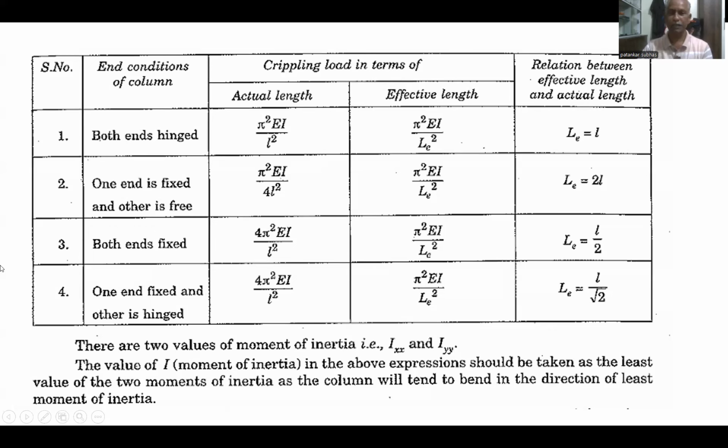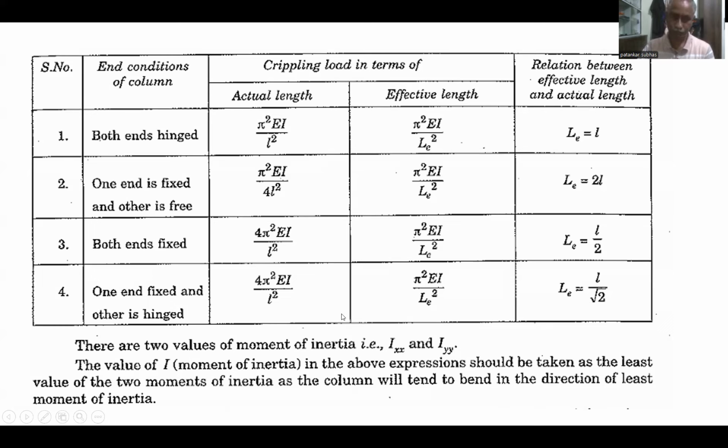So here, as we have already discussed, there are four cases: both ends hinged, one end fixed and other free, both ends fixed, and one end fixed and other hinged. These are the formulae. We have just put the value of LE as L for both ends hinged; for one end fixed and other free, 2 times L; for both ends fixed, L by 2; and for one end fixed and other hinged, L by root 2.